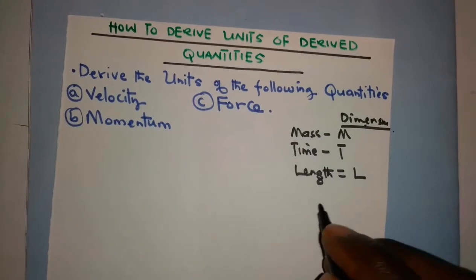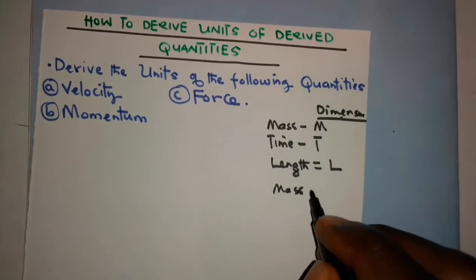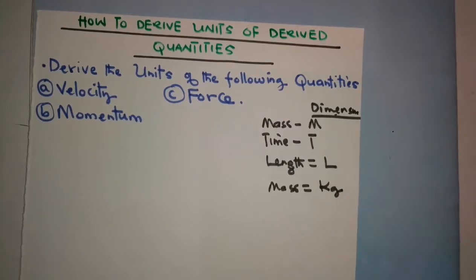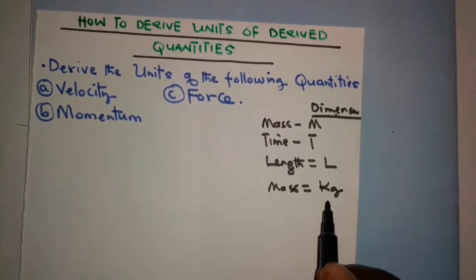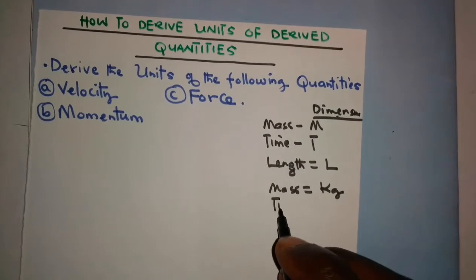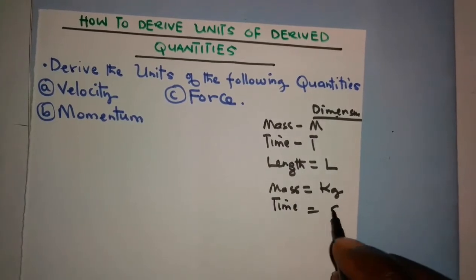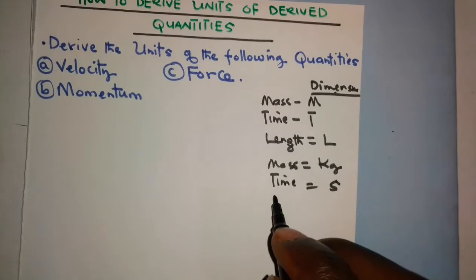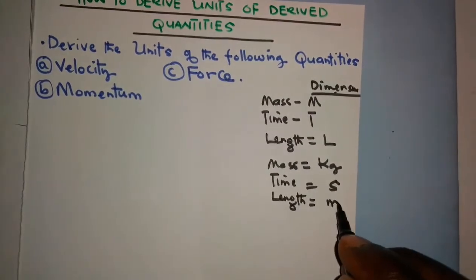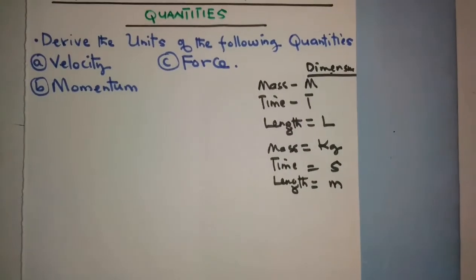But the units for these quantities now are: for mass, you have kilogram. So this is the SI unit, called the International System of Units, that has been introduced by the International Society of Science. So you have kilogram as the SI unit for mass, and the SI unit for time is seconds, and the SI unit for length is meters. So that's that.